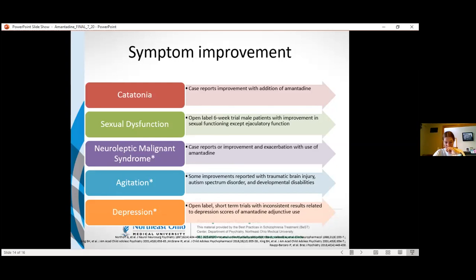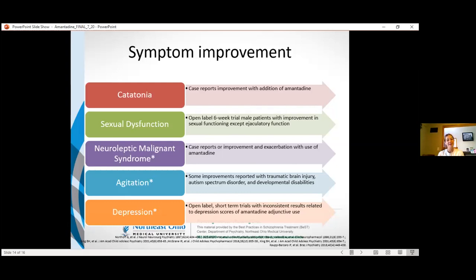There was at least one case series that demonstrated improvement in the catatonic symptoms, and the catatonic symptoms recurred after the amantadine had been stopped. So the amantadine had been stopped, and within the next 24 hours, they actually saw those symptoms come back. So they reintroduced the amantadine, and again, those symptoms resolved. So in some patients, this may be a potential option if some of our other traditional treatments have not been beneficial.